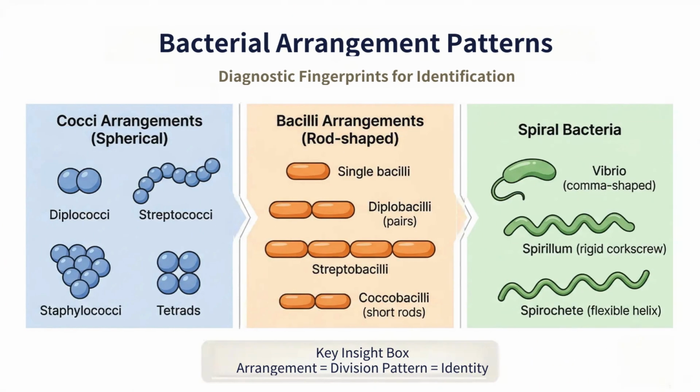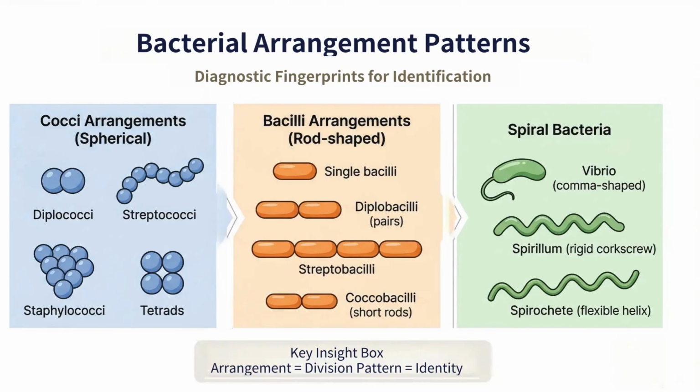Bacterial arrangement patterns serve as diagnostic clues. The arrangement of cells is determined by the pattern of cell division. For example, cocci may appear in pairs, chains, clusters, or tetrads. Rod-shaped bacteria may occur singly, in pairs, or in chains. Therefore, cell arrangement acts like a fingerprint for identifying bacterial species.